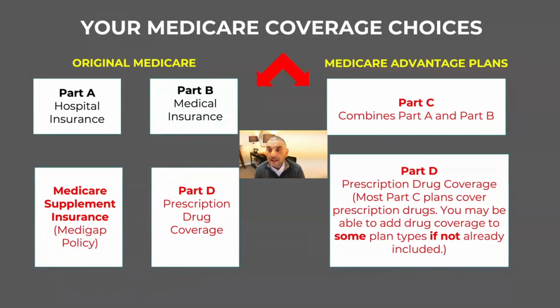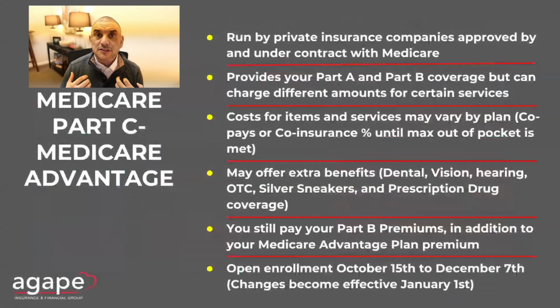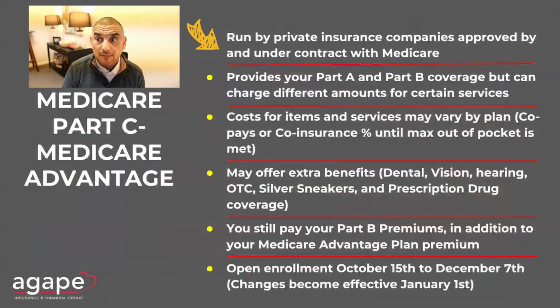If you look here on the screen, it's also known as a Part C plan, which combines Part A of Medicare and Part B. And then most of them have a prescription drug plan included in there, okay? And they also have extra ancillary services like dental and vision, hearing, over-the-counter cards, gym memberships, and more. All right, so what is a Medicare Part C Advantage plan? They are simply run by private insurance companies approved and under contract with Medicare.